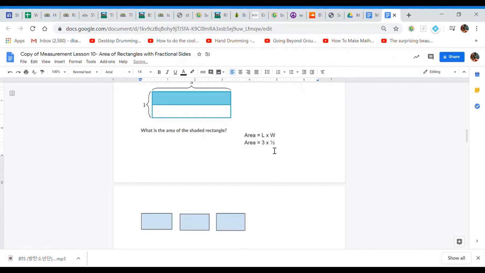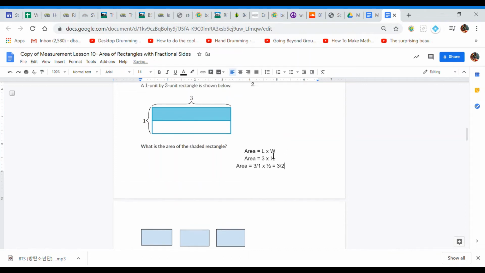So 3 times 1/2 is going to become: area equals 3 over 1 times 1/2. It's not the only way to solve it, but that's the easiest way to think of when you want to use the algorithm. Now I just do 3 times 1 equals 3, and 1 times 2 is my denominator, 2. 3 over 2. And you could say it's 3/2 square units.